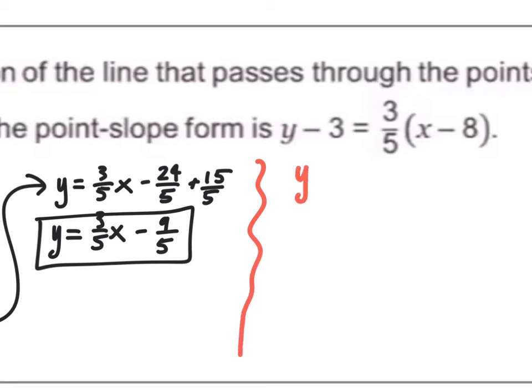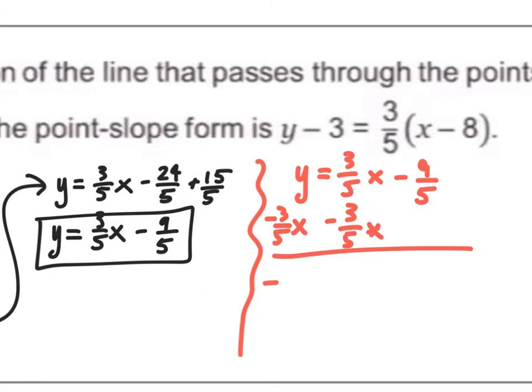I've got y is equal to 3/5 x minus 9/5, okay? And what I'm going to do is move this term with my x over to the other side. So I'm going to subtract 3/5 x from both sides. So what I get is negative 3/5 x plus y is equal to negative 9/5.